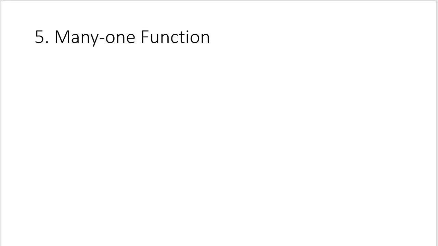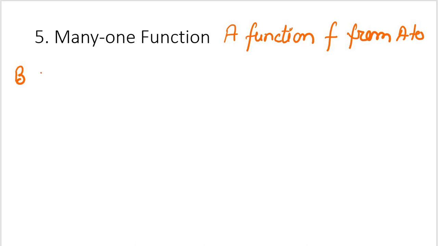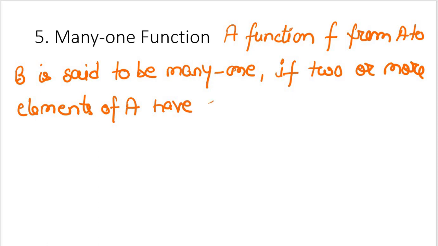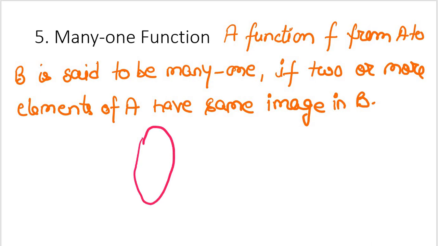In this case, in fact, from the name itself, you might have got an idea that a function f, which is from A to B, is said to be many to one, or simply many one, if two or more elements of A have the same image in B. Right, that means two or more elements in A will be pointing towards an element in B. Let me explain you with the help of a simple example.